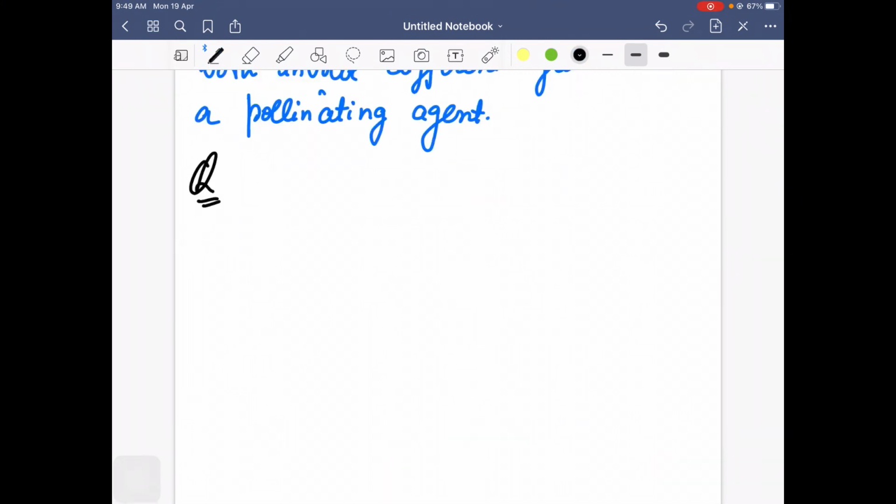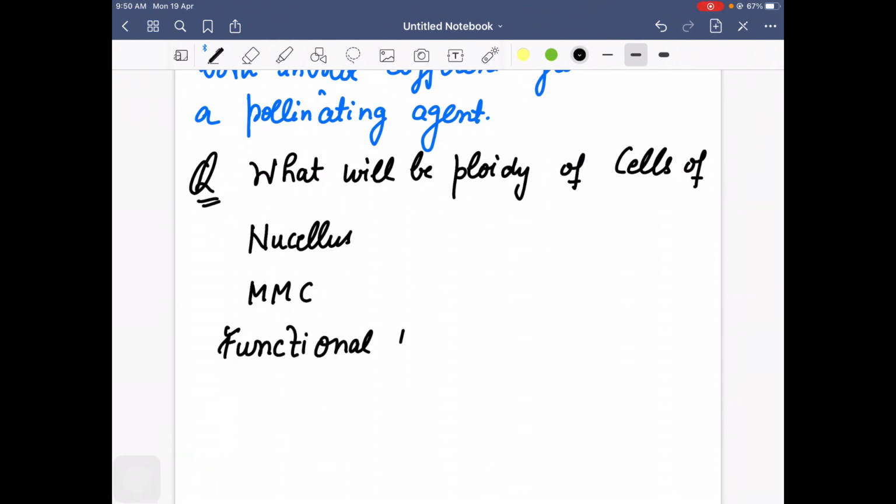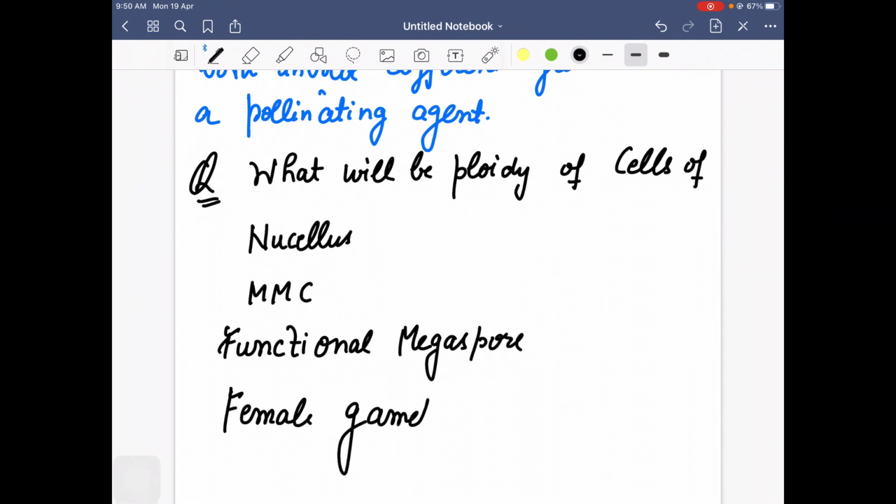So the last question I'm taking is, what will be the ploidy of cells of first nucellus, MMC. MMC here can be microspore mother cell or megaspore mother cell. Then functional megaspore, and the last female gametophyte. I'm not going to answer this. I'm leaving this question to you.